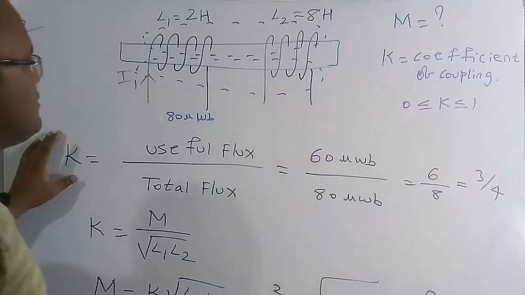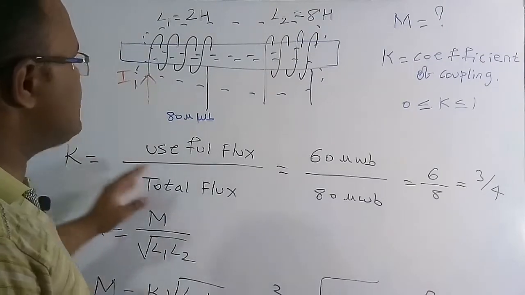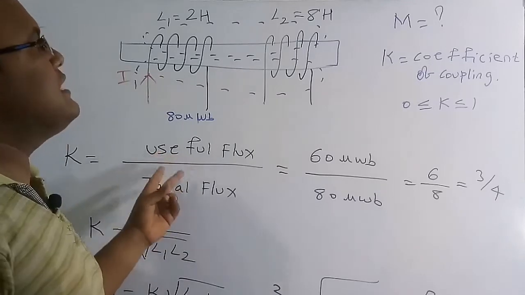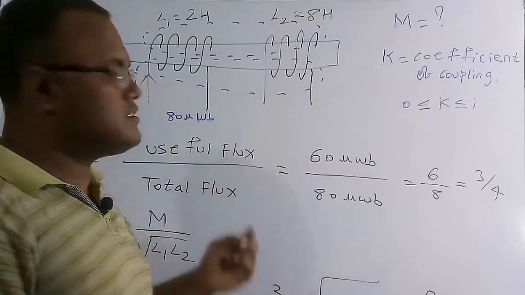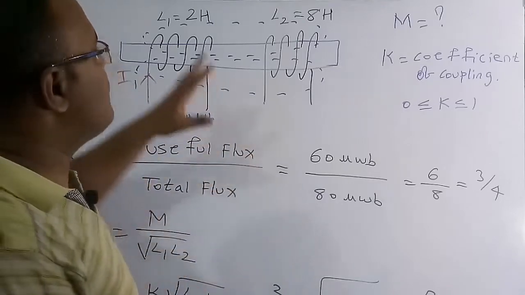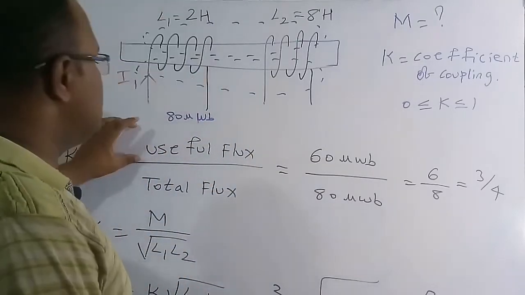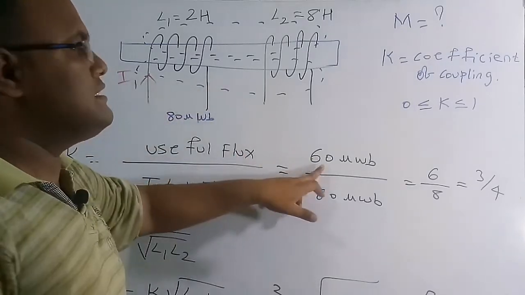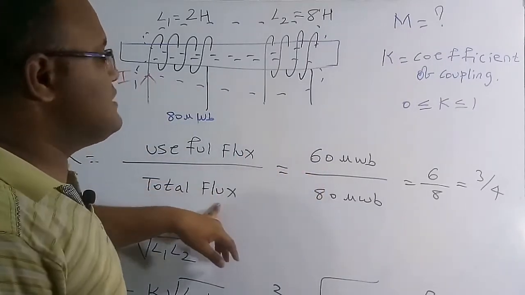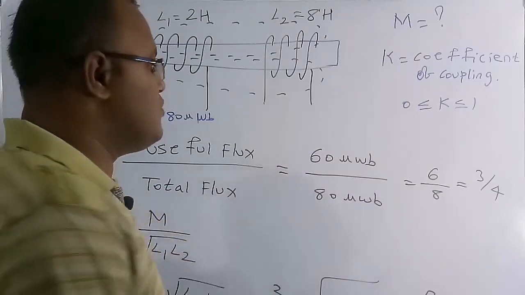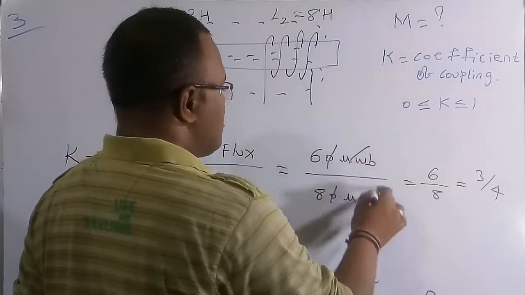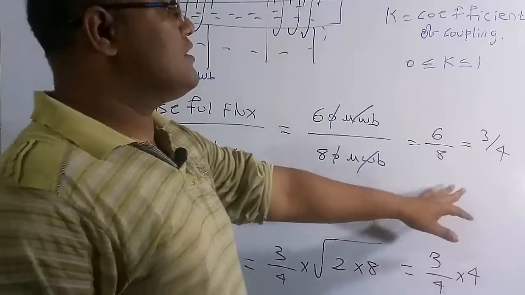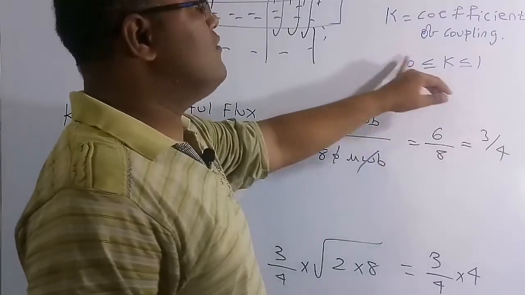The coefficient of coupling is the ratio of the useful flux to the total flux. The useful flux means the flux which is linking between the two coils, whereas the total flux is the flux produced by coil 1. In this question they have given the useful flux, linking both coils, as 60 microweber and the total flux generated as 80 microweber. So the zeros cancel, microweber cancels, and 6 by 8 is 3 by 4. So the value of K, the coefficient of coupling, is 3 by 4.